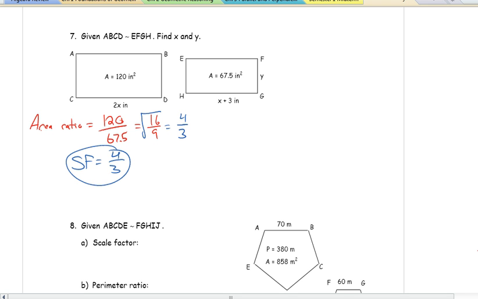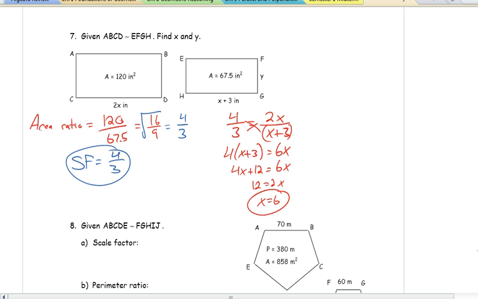Now what we do is just set up a proportion that works to find X, and then we'll worry about Y. So what we're going to say here is that 4 over 3 is equal to 2x over x plus 3. Okay? Scale factor sticks together. 2x goes with x plus 3. 2x is bigger than x plus 3. Cross multiply. So you get 4x plus 12 equals 6x. 12 equals 2x.